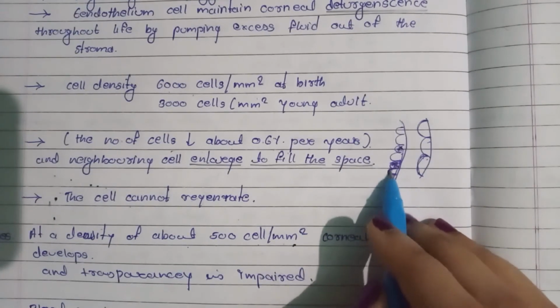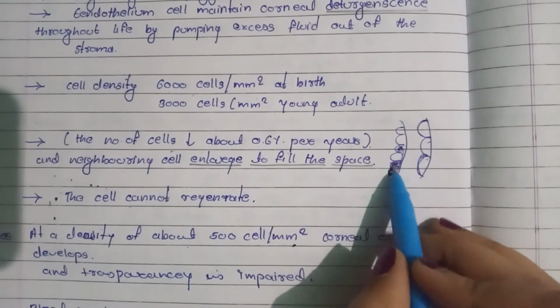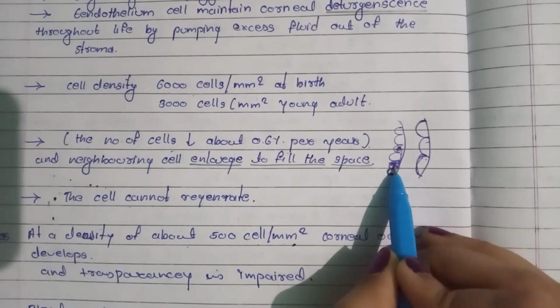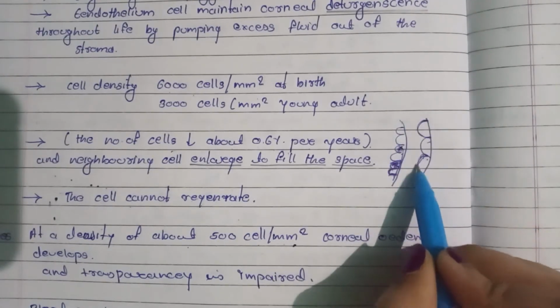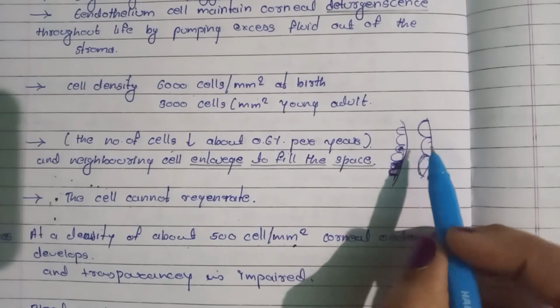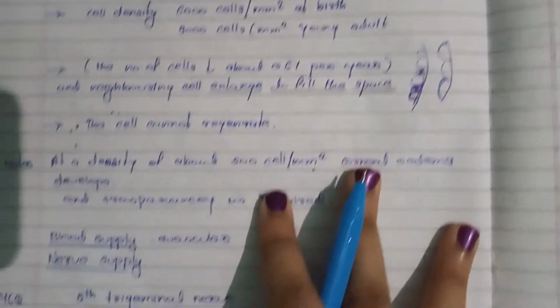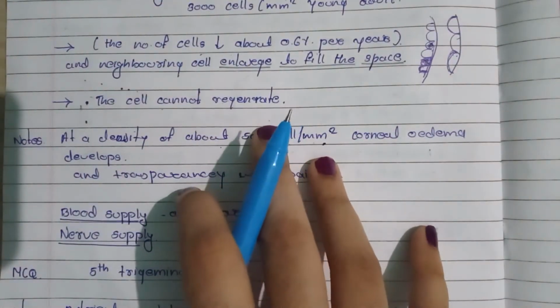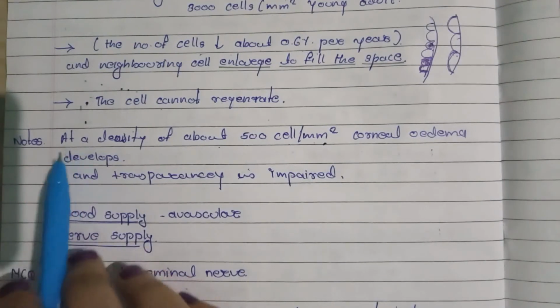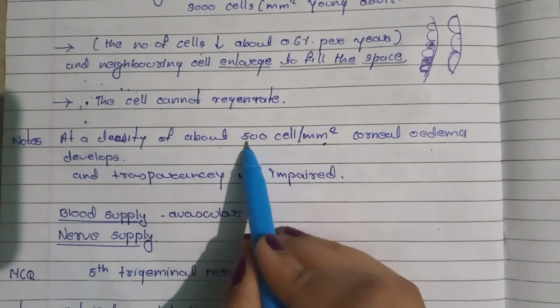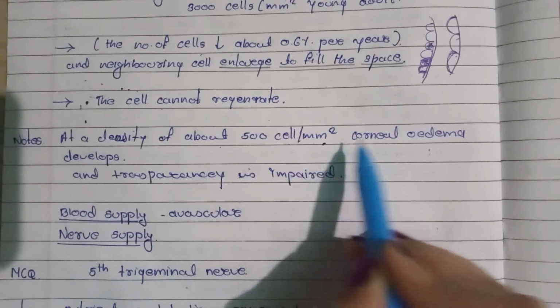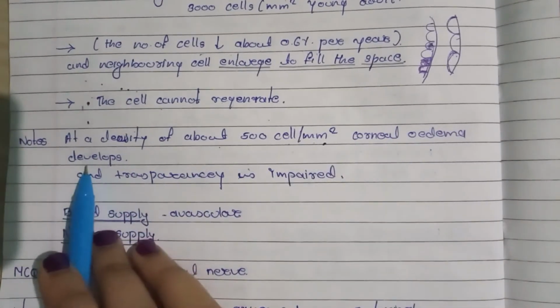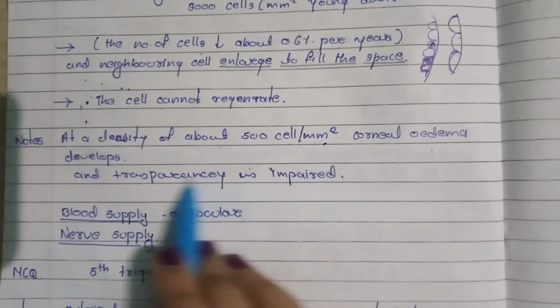Here I have drawn for the understanding. These are the endothelium cells. This cell has been damaged and the remaining cells enlarge to fill the space of dead cells. Okay, these cells cannot be regenerated. Note, at a density of about 500 cells per mm square, corneal edema develops and the transparency is impaired.